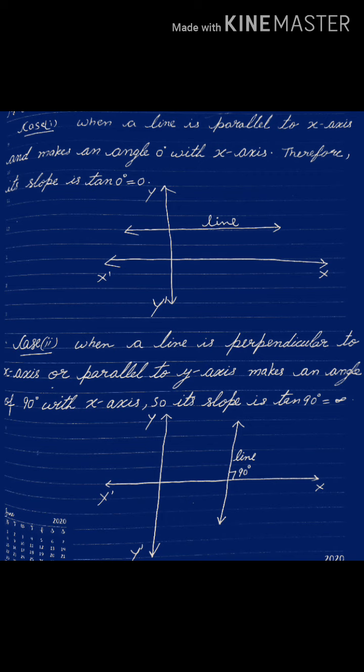Case number 1, when line is parallel to x-axis. If line is parallel to x-axis, then slope is equal to 0. Second case, when line is perpendicular to x-axis. Perpendicular to x-axis means makes angle 90 degree with the positive x-axis. So m is equal to tan 90 degree, and tan 90 degree is not defined. In this case, slope is not defined.